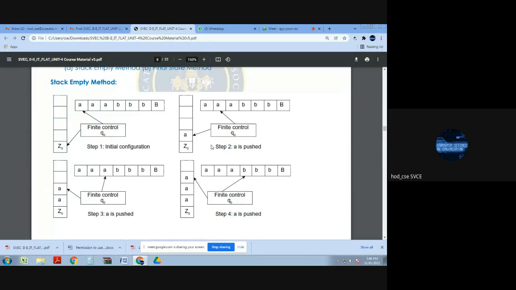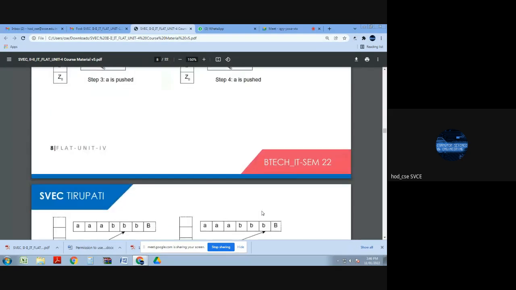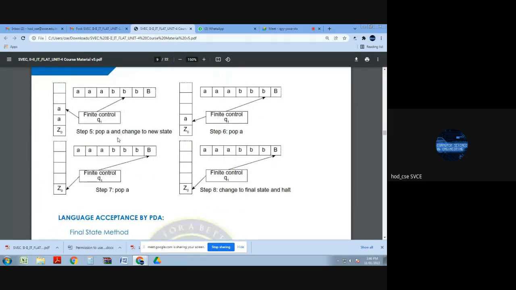So the B has started. For each B, we remove one A. If we empty the input tape, the stack should also be emptied. For that, Q0 comma A comma B will perform a pop of A and change states. Likewise, we'll write the steps.